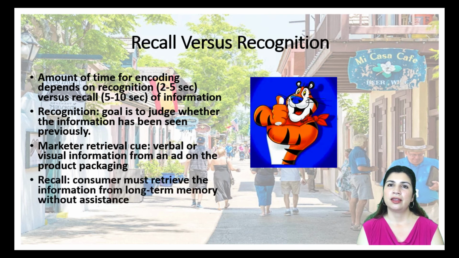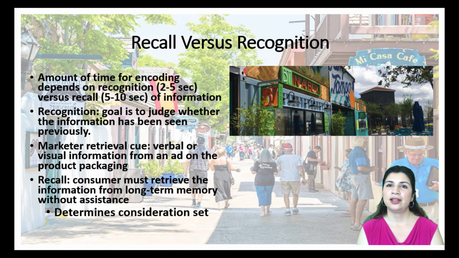In a recall task, the consumer must retrieve the information from long-term memory without assistance. For example, suppose that you are hungry while you are out shopping, and you decide to go to lunch, and you must pick a restaurant from memory among those you know are located in the immediate area. The set of acceptable alternatives a person can recall from memory is called the consideration set. If the name of a particular restaurant isn't retrieved from memory, then it cannot be considered or selected. Because the time required to transfer information from short-term to long-term memory is longer when unaided recall is required, firms go to greater lengths to promote their brand in such cases to help consumers recall the brand from memory.